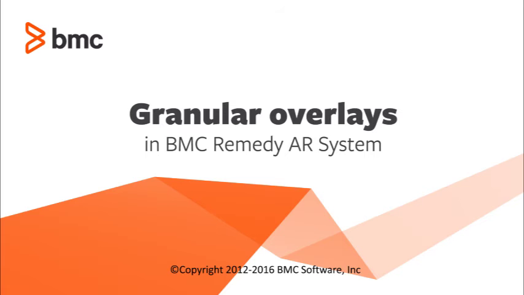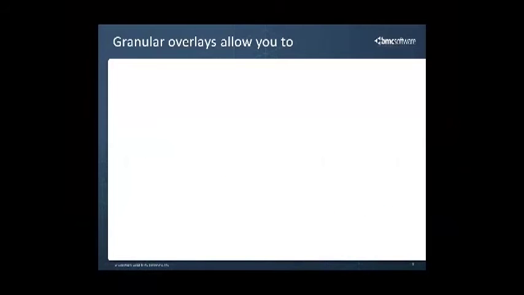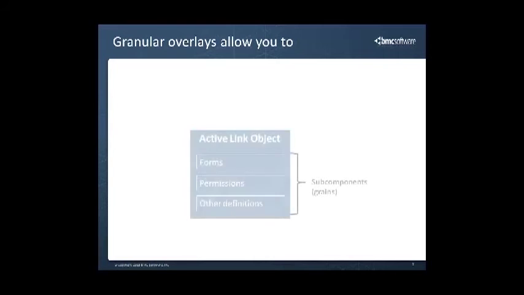This video gives an overview of the Granular Overlays functionality in BMC Action Request System version 8.1. AR system objects now use granular overlays, which enable you to modify some aspects of an origin object while permitting other aspects to be inherited from the object. A grain is a subcomponent of an object.